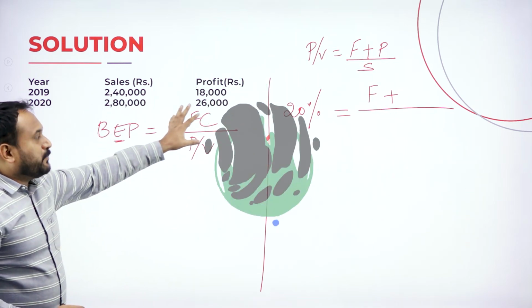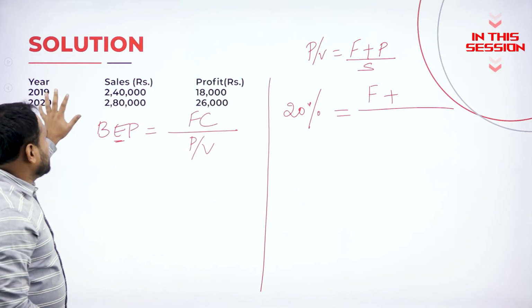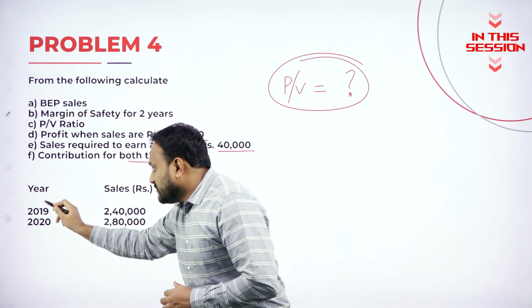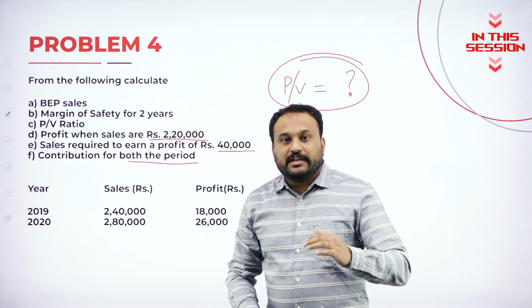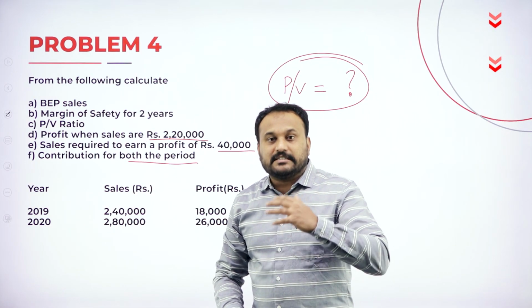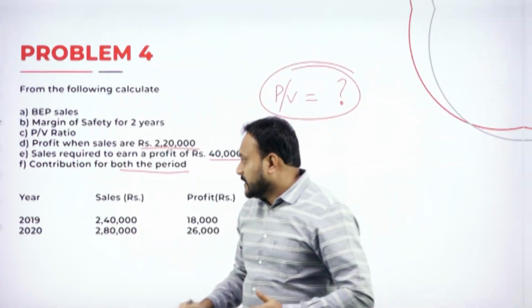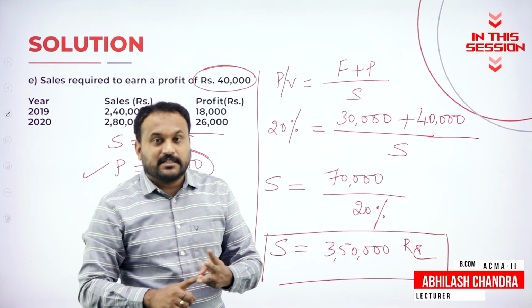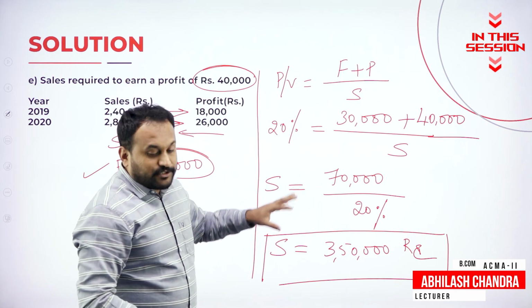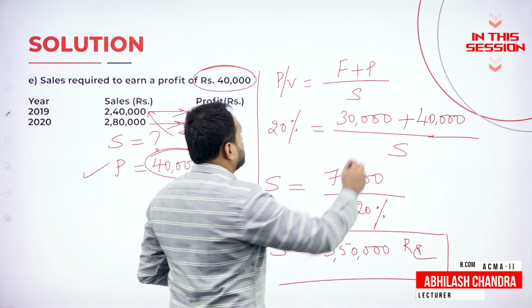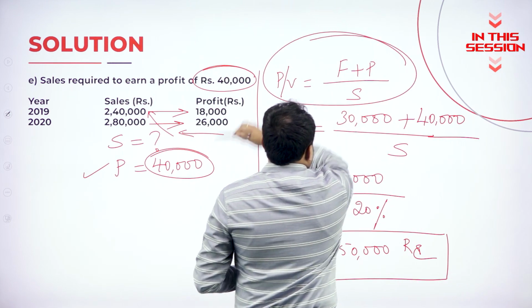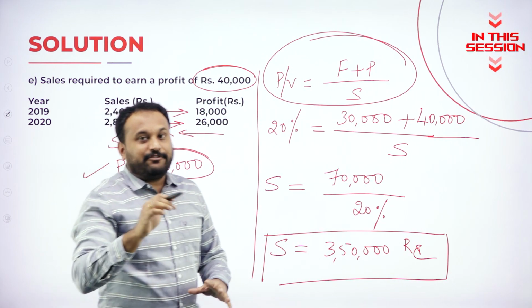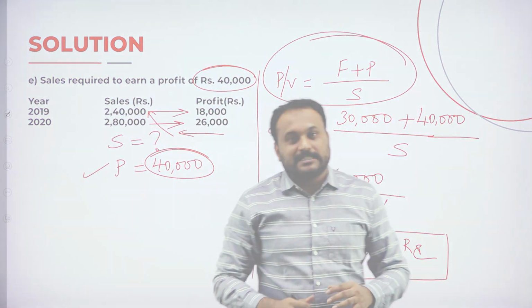One of the year profit you take, the same year sales you are supposed to take. 2019, 2020. So whichever is the fresh, in the sense that will be your current year. To find out fixed cost, profit and sales, if it is not given, we can actually go with this formula. So please don't forget this formula. PV is equal to F plus P divided by S.